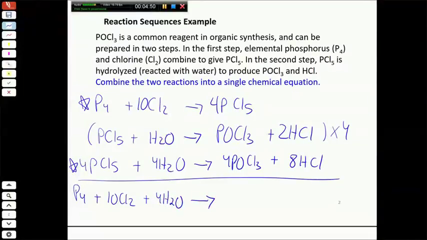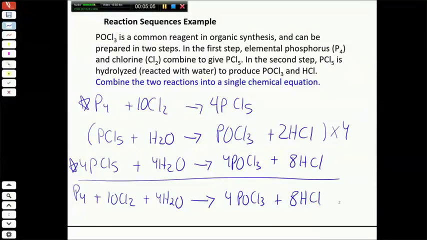And then on the product side, from the first equation we had 4 PCl5, but that's our intermediate, which cancels with the 4 PCl5 that's a reactant in the second one, and all that's left then is 4 POCl3 plus 8 HCl. So I kind of combined two steps into one here.